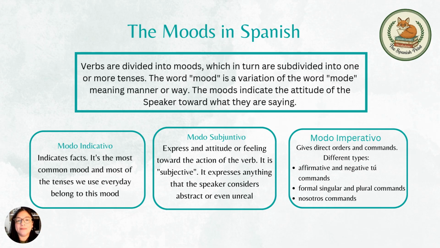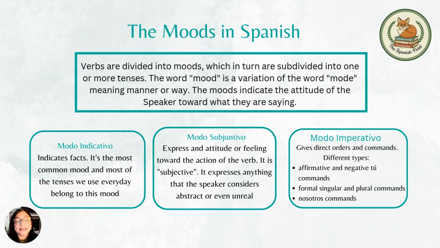The first one is the most common one, the modo indicativo or indicative mood. This is the one that we use to talk about facts, about things that are true, that we know for sure, that we are certain of. The modo indicativo is more objective. Most tenses that we learn belong to this mood: present, preterite, imperfect, future, conditional. Most of them belong to this modo indicativo.